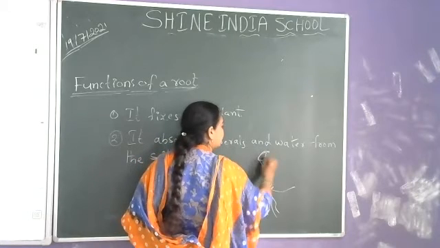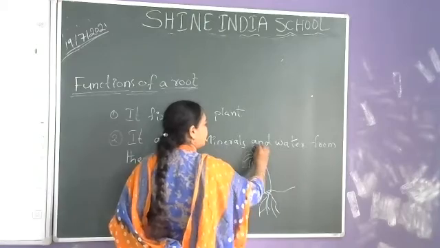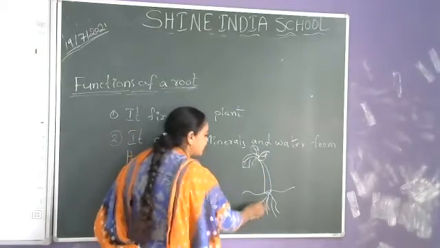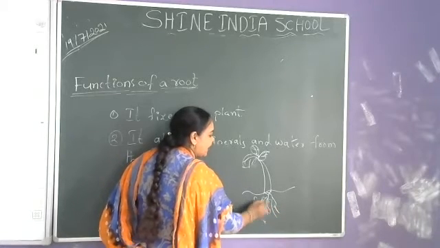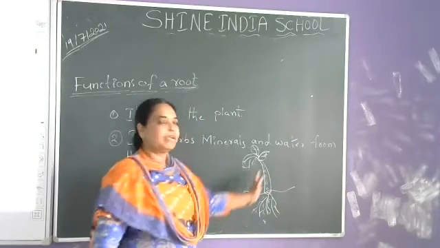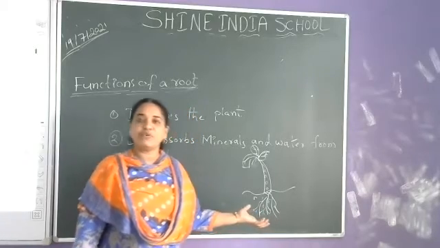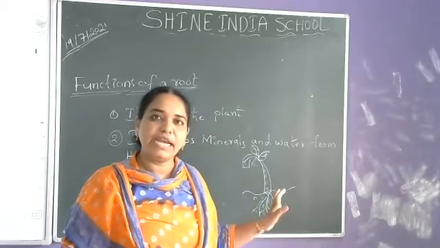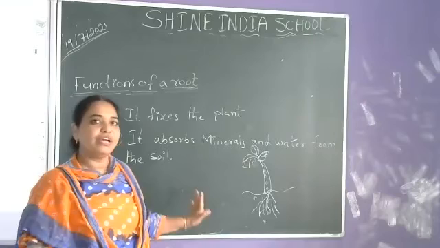The roots which are present inside the soil absorb the water and minerals. It is sent to the stem. From the stem, it is carried to different parts of a plant. So what is the function of roots here? The roots absorb the water and minerals from the soil. That is the second function of a root.